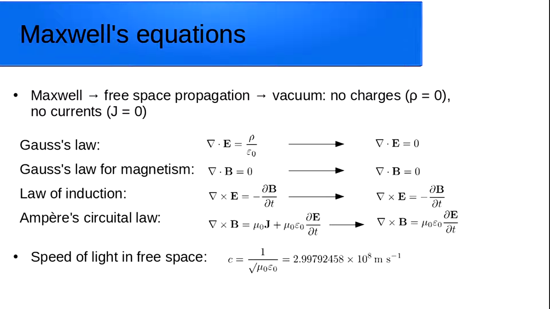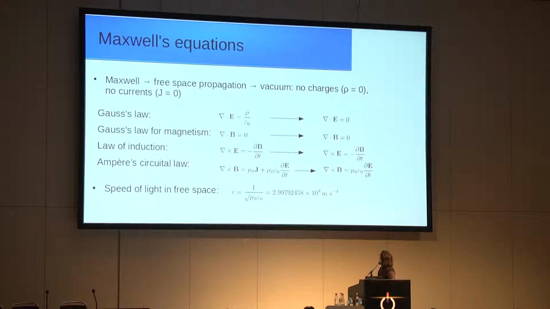So back to Maxwell's equations. If we come to free space propagation, in a vacuum we have no charges and no currents. So this rho in Gauss's law equals 0, and the J in Ampere's circuital law also equals 0. The equations simplify to this one, which looks pretty symmetric, except here's a minus and here are the permeability and permittivity, which can be summed up to the speed of light, c.